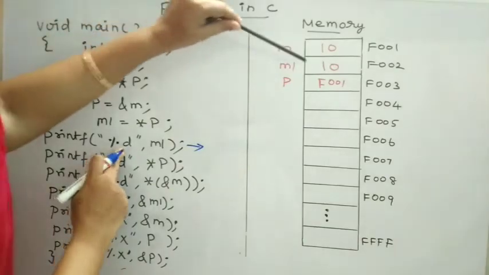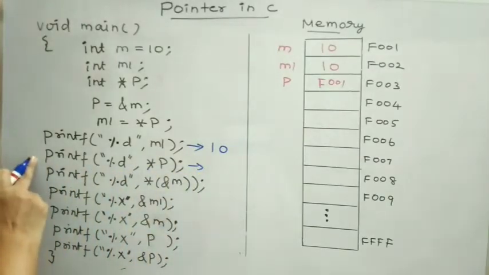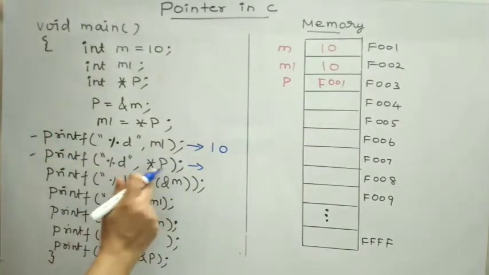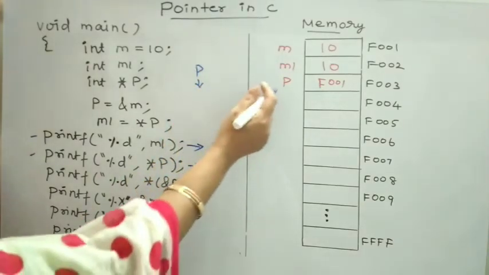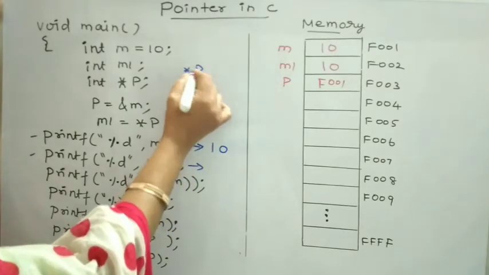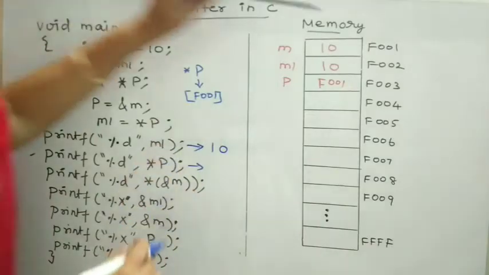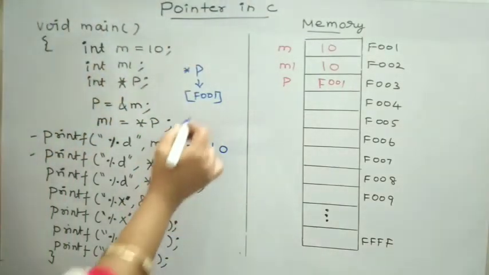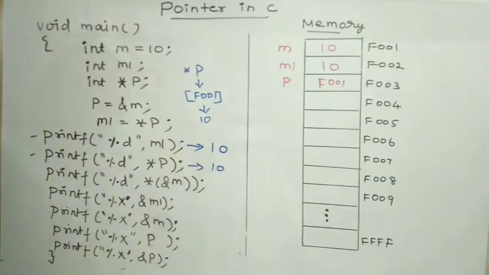What is the content of m1? 10 will get printed. If I execute the next printf statement, that is star p, what is the memory address pointed to by p? It is F001. This star p will get the content of this memory address F001. The content of F001 is 10, so 10 will get printed.